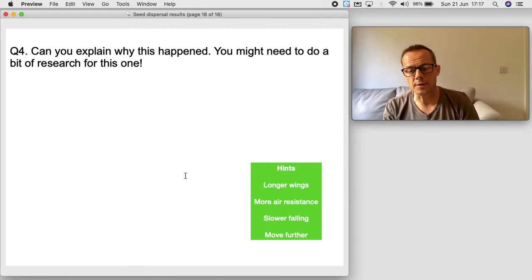Now the second part of today's lesson is about germination. I haven't done you a video for that, but I've linked in some BBC videos which should be really helpful.